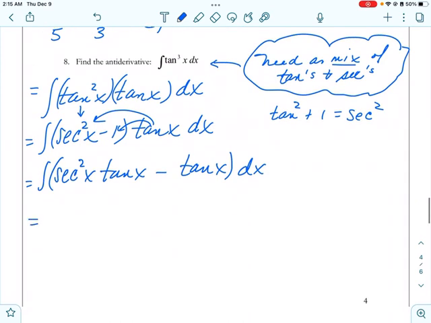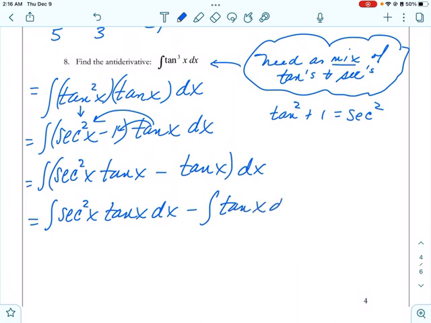I'm then going to split up the integral so that I have two integrals instead of one. I've got the integral of secant squared x tan x dx minus the integral of tangent x dx.